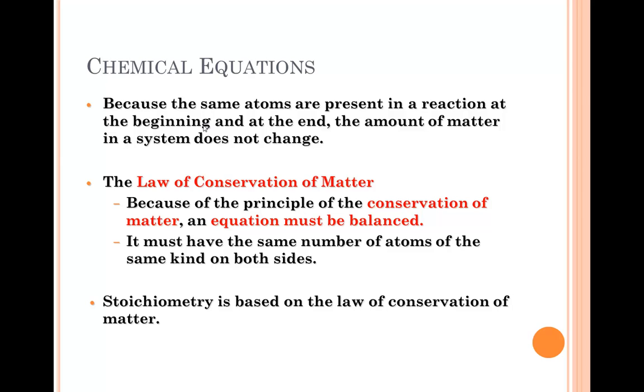In chemical equations, the same atoms are present in the reaction at the beginning as at the end, so the amount of matter in the system doesn't change. And this is called the conservation of matter. Because of the principle of the conservation of matter, the equation must always be balanced. It must have the same number of atoms of the same kind on both sides, meaning there's an arrow dividing the reactants and the products from one another, and the amount of atoms on the left side has to be the same as the amount of atoms on the right.